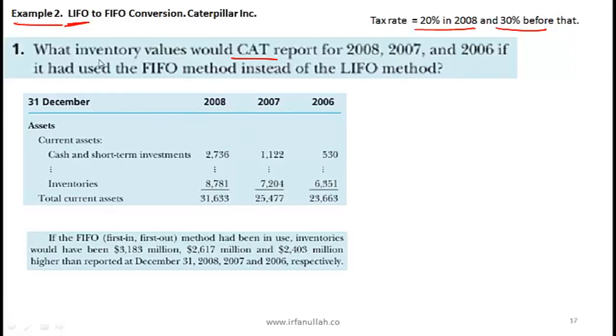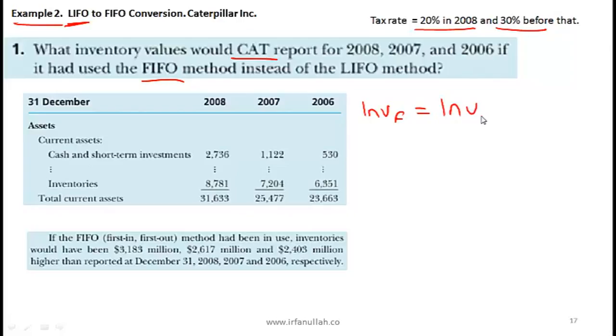The way I have simplified this for you is, you've been given in the curriculum 3 pages of financial statements. All I've done here is taken the question and then zeroed in on the relevant segment. So the first question was, what inventory value would CAT report for 2008, 2007 and 2006 if it used the FIFO method?